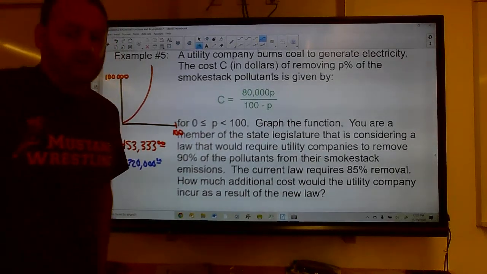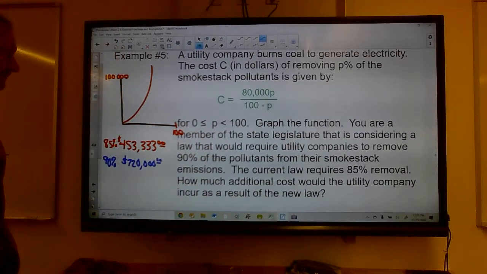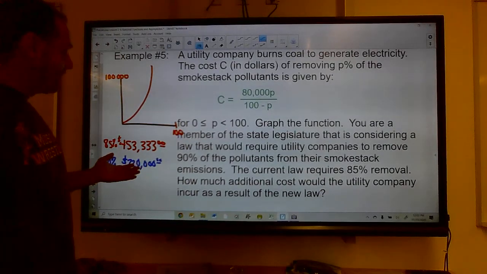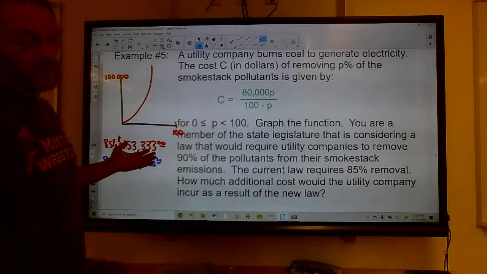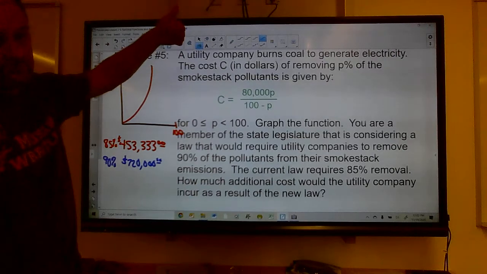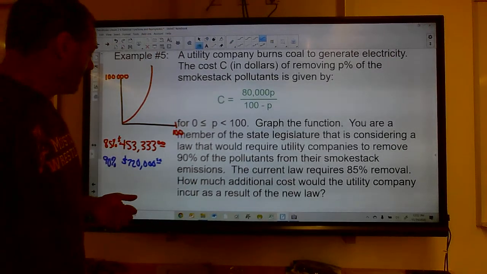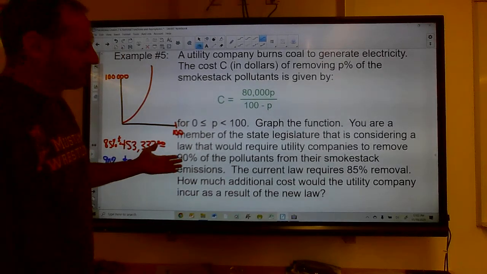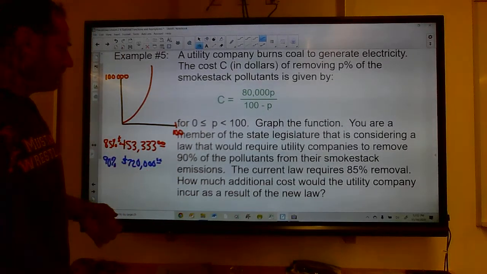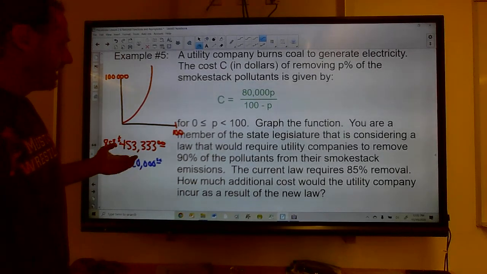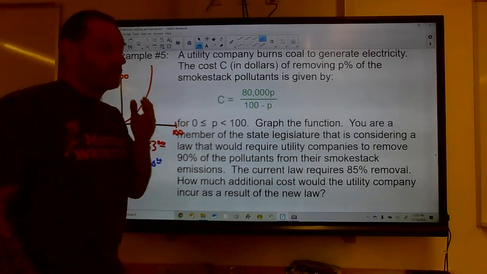So the question is, do you vote to do that? Now, here's what you got to take into consideration. This company is not going to eat that. They're going to pass that on to their customers. Okay? So their electric bills are going through the roof. So you got to balance what is, does that 5% really get you much? Or can we live with the 5% versus the additional cost?